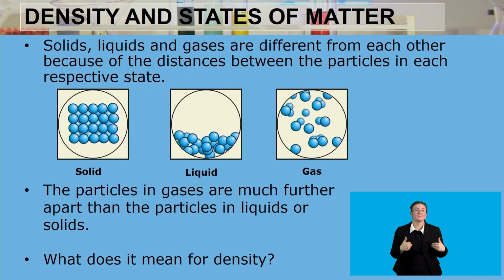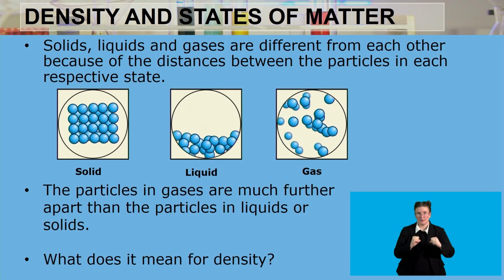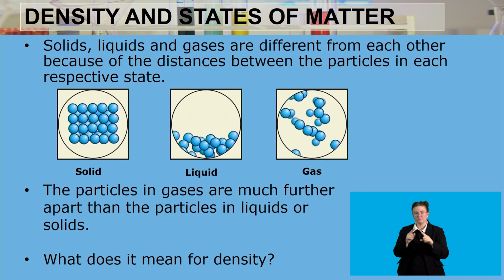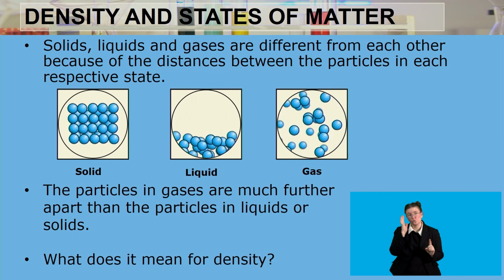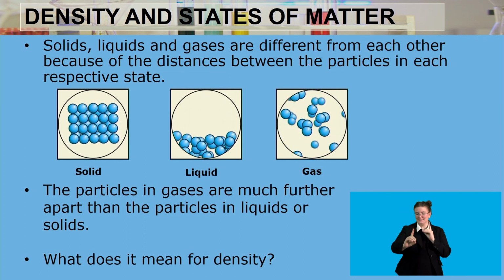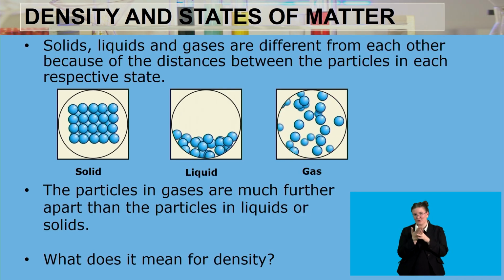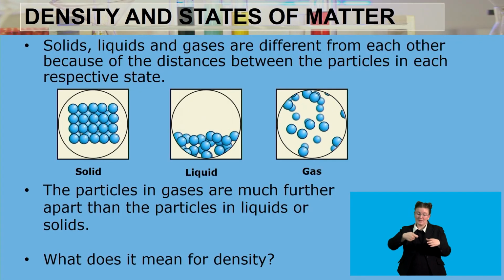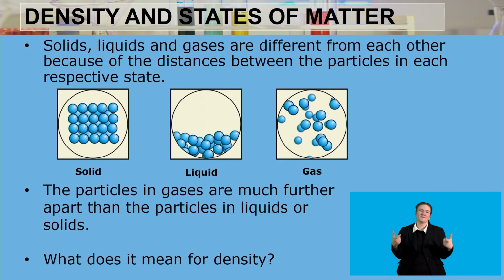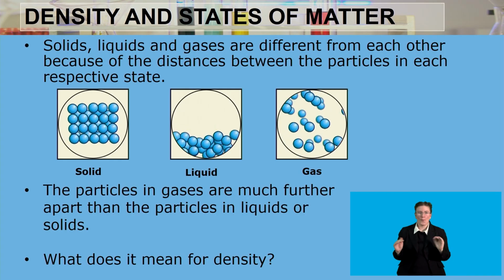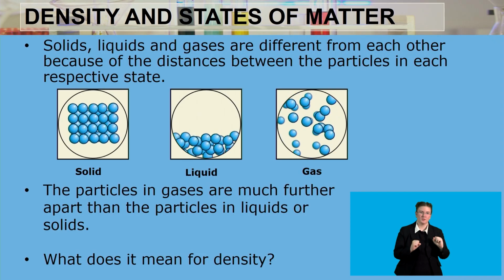Now, to start, solids, liquids, and gases are different from each other. We know that they're different because of the distances between the particles in each respective state. In solids, the particles have smaller spaces in between them, whereas in liquids, the spaces are slightly larger as compared to the solids. However, in gases, the spaces between the particles are way bigger as compared to the liquids and the solids. So that's how they are different.